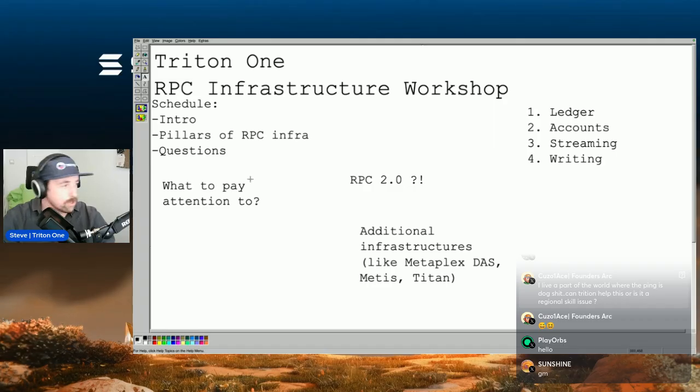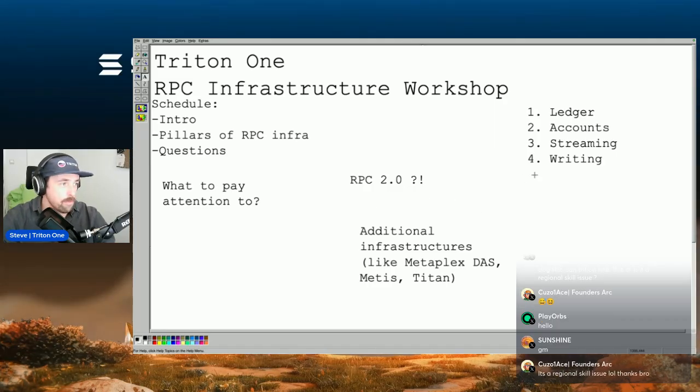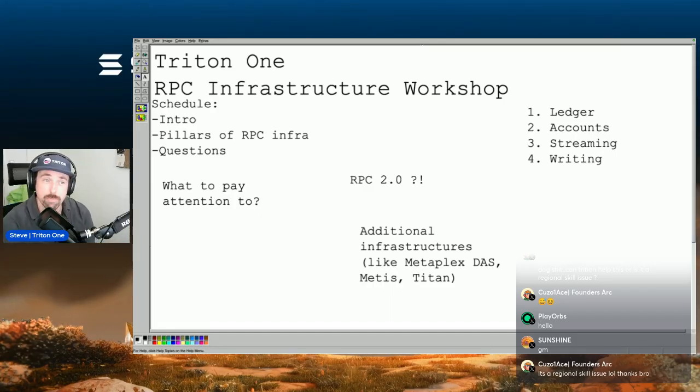What is RPC 2.0? RPC 2.0 is going to change the way that it's a regional issue. Yeah, no worries. It's a good question. So RPC 2.0 is partly going to fix some latency issues. Like I said, RPC stands for Remote Procedure Call.